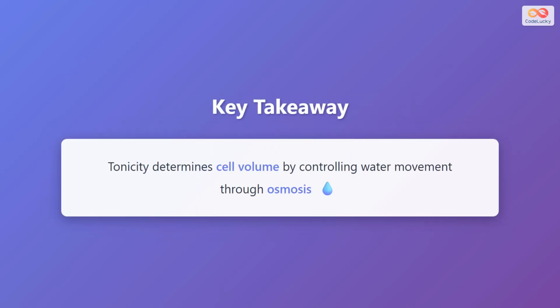The key takeaway is that tonicity determines cell volume by controlling water movement through osmosis. The relative concentration of solutes inside and outside the cell dictates whether water will enter, exit, or remain balanced. Understanding tonicity is crucial for many biological processes and medical applications, such as intravenous fluid therapy and understanding how cells respond to different environments. This concept is fundamental to cell biology and physiology.